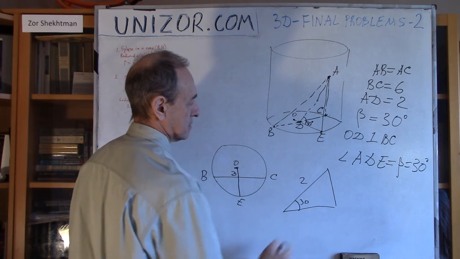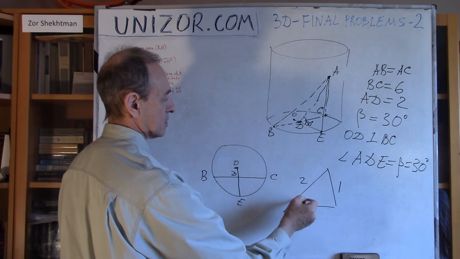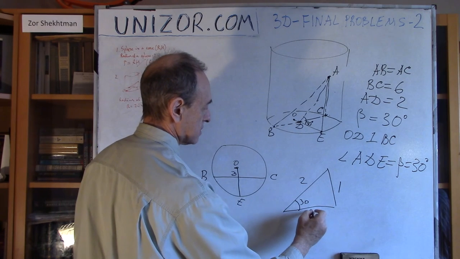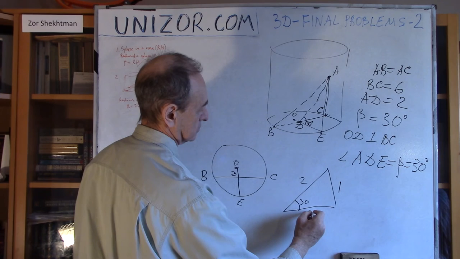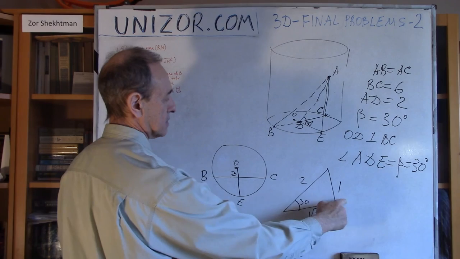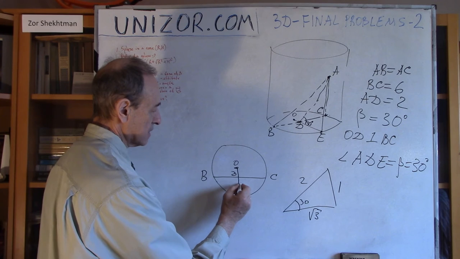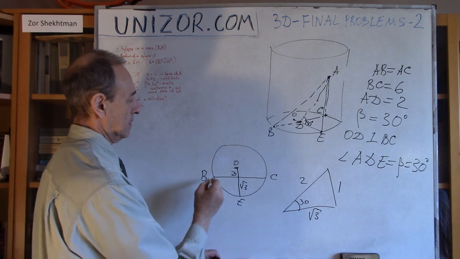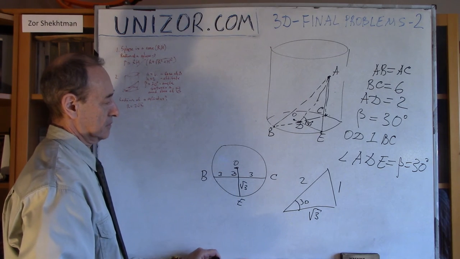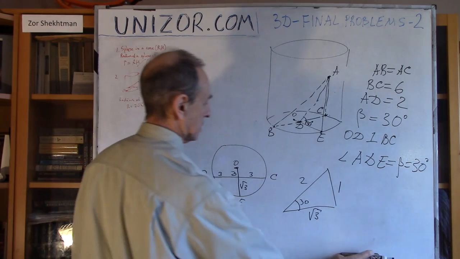Okay, this is 30 degrees, this is 2. Now, what is this length? Well, remember, this is 1, right? Because it's across from the 30 degrees, so it's half of the hypotenuse. So this is square root of 3, right? 4 minus 1, yes. So I know DE, this piece is square root of 3. Now, BC is 6, so this is 3, and this is 3, right? So what can I say about the radius of this particular circle?